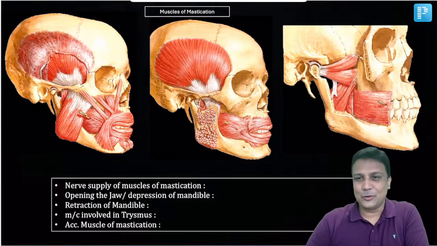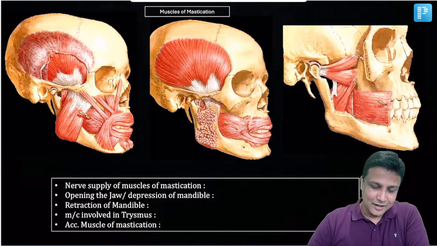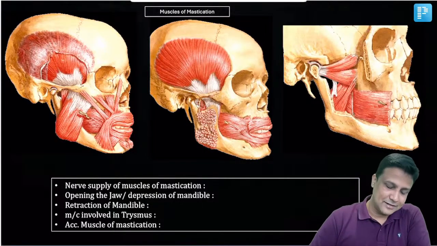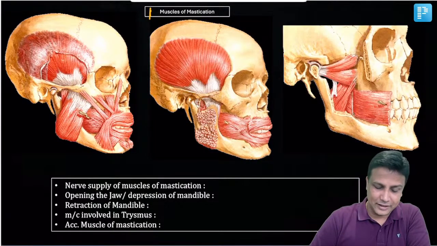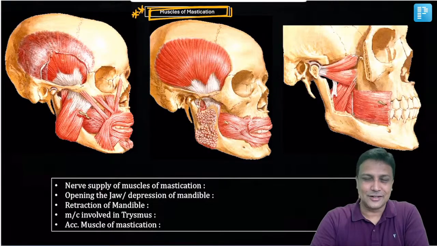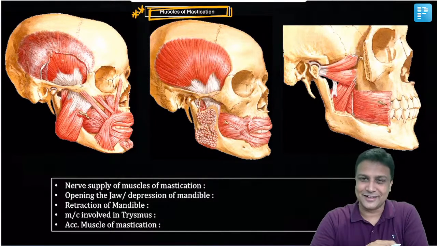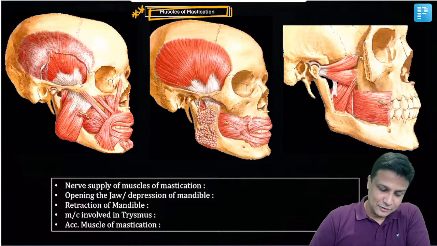Now welcome to the hot favorite topic of INI-CET examiners, that is muscles of mastication. If you ask me, "Sir, please tell one definite question that is going to be asked in your INI-CET exam," I would say muscles of mastication. And they don't get tired of asking questions from here. So definitely in every exam, there'll be one question from muscles of mastication. There are totally 4 muscles of mastication.